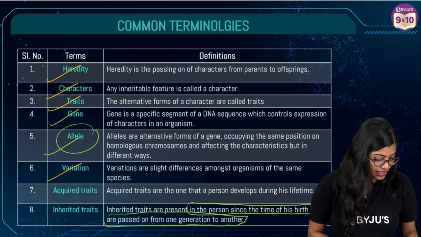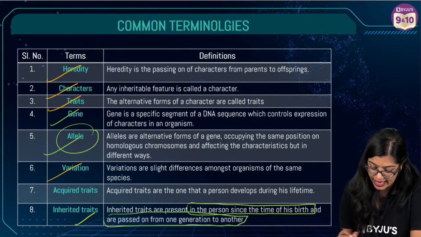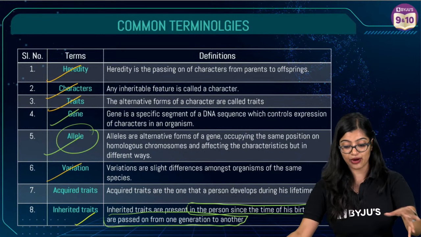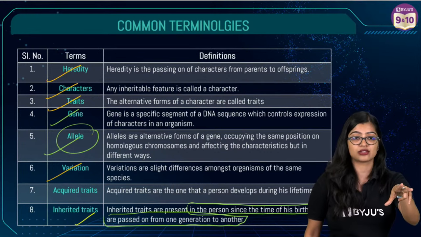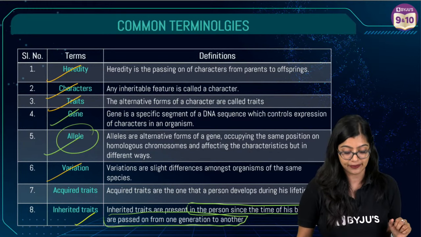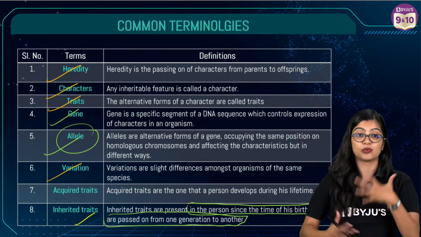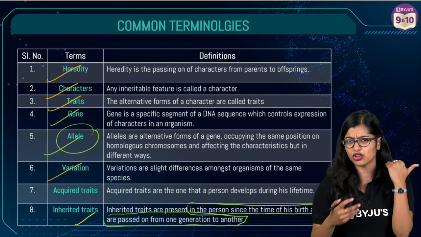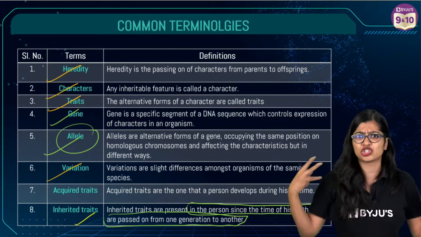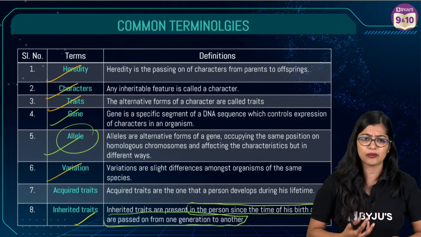Yes? So now when you talk about this, what are inherited traits? These are present from parent to offspring, right from birth, and are passed on generation after generation. But acquired traits are those which are acquired over time, like maybe a scarred chin or a change in body type. So this is what we mean by it.